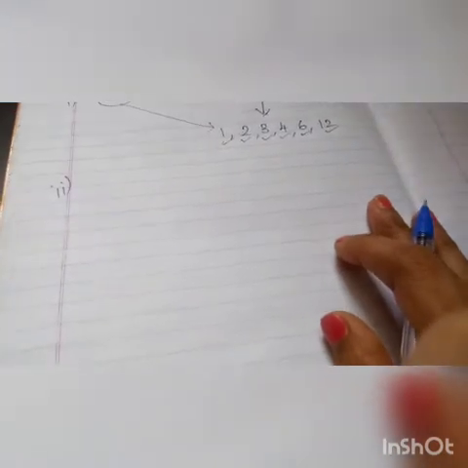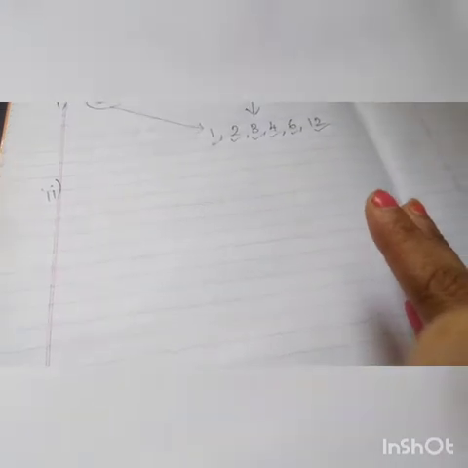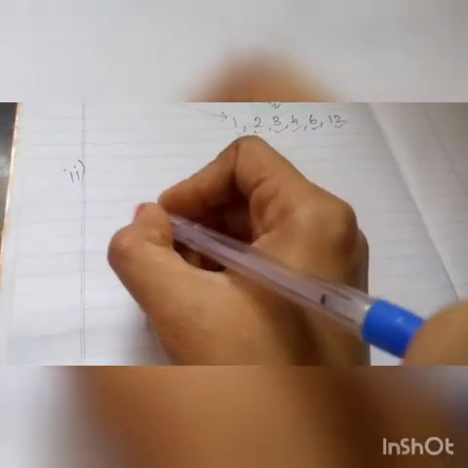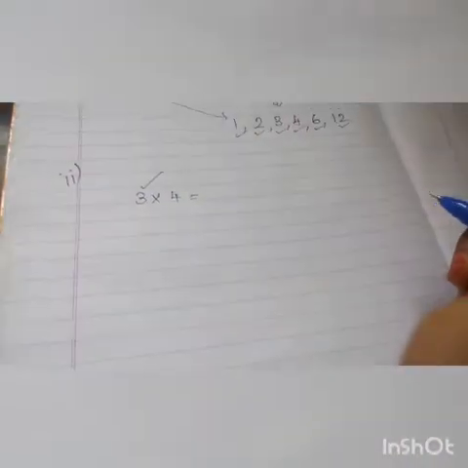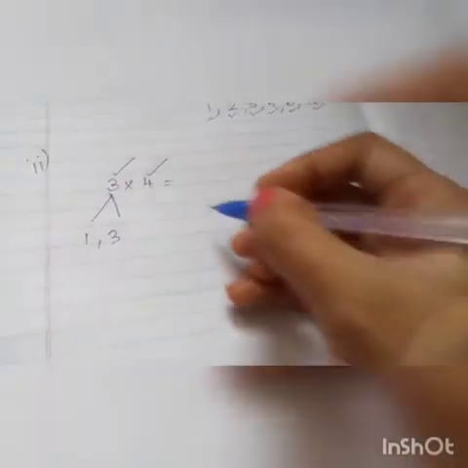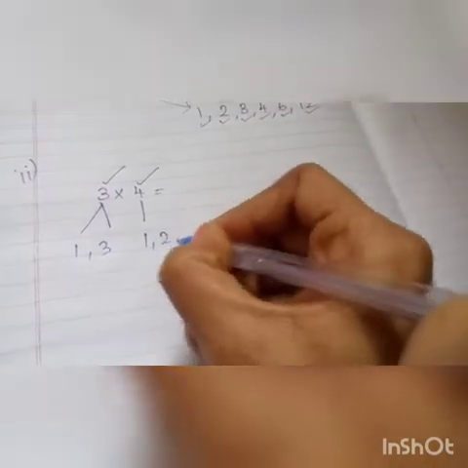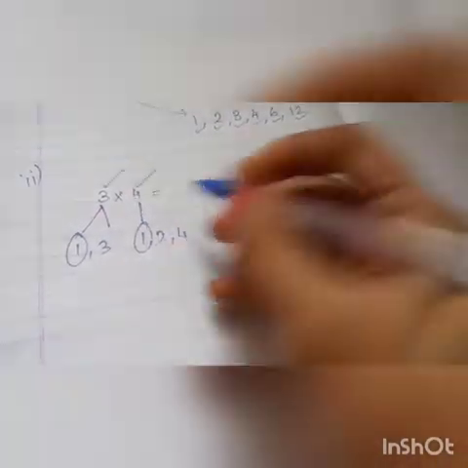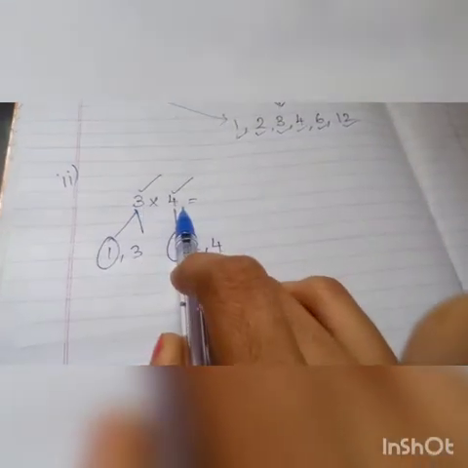Next, I am going to give you another example for rule number 2. What is rule number 2? If a number is divisible by two co-prime numbers, then it is divisible by their product also. Actually, I am going to take two co-prime numbers, 3 and 4. Because what are the factors of 3? 1, 3. What are the factors of 4? 1, 2, 4. What is the common factor of 3 and 4? Only 1. Therefore, 4 and 3 are co-prime numbers.